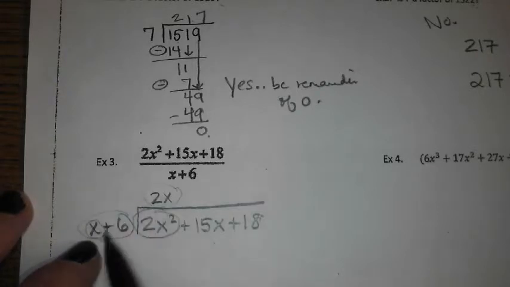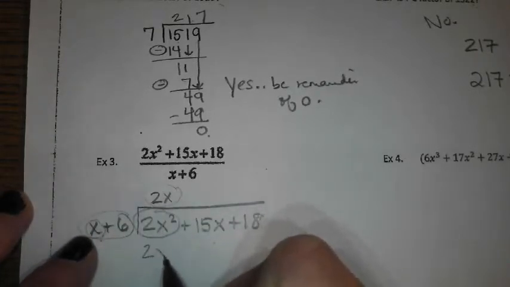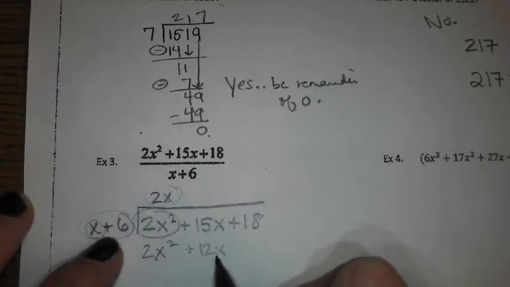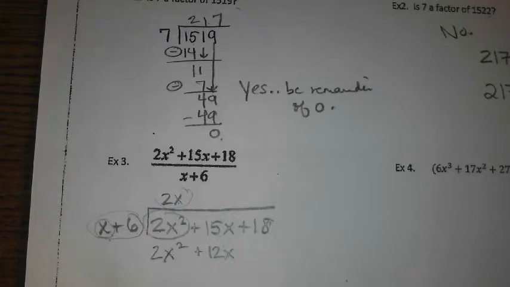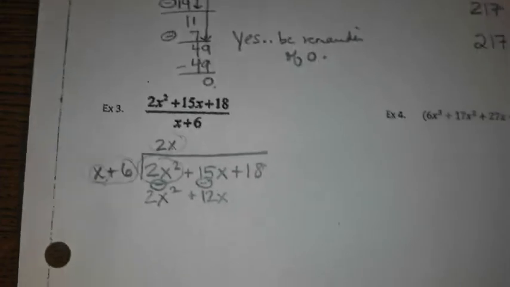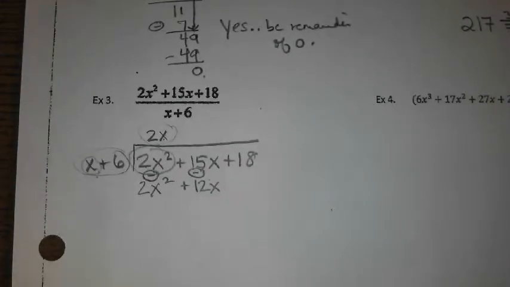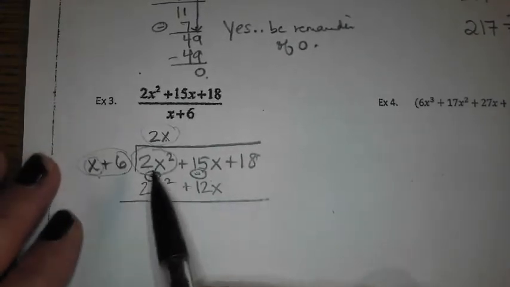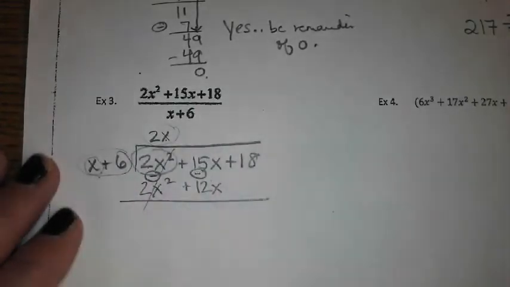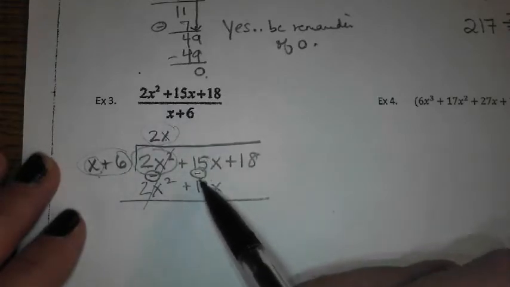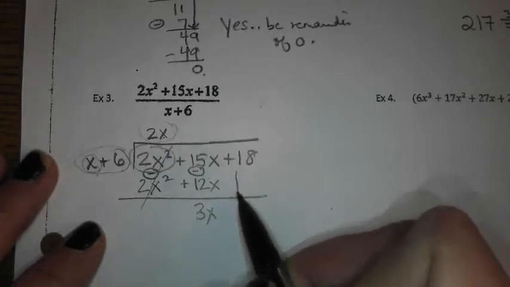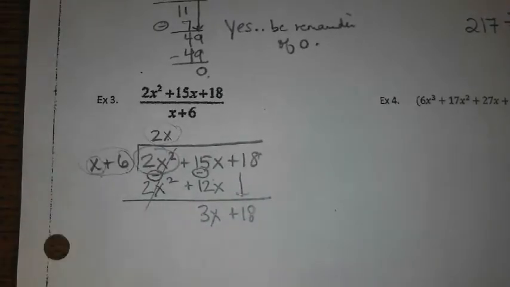So what's 2x times x? And what's 2x times 6? Plus 12x. And what operation did we then do? Subtraction. So throw a subtraction. Now I put 2 subtraction signs in there so that I don't miss it, because there are some sign issues that can come up. 2x squared minus 2x squared is gone, right? 0. 15x minus 12x is 3x. Then what did I do? Bring down your 18. And repeat.